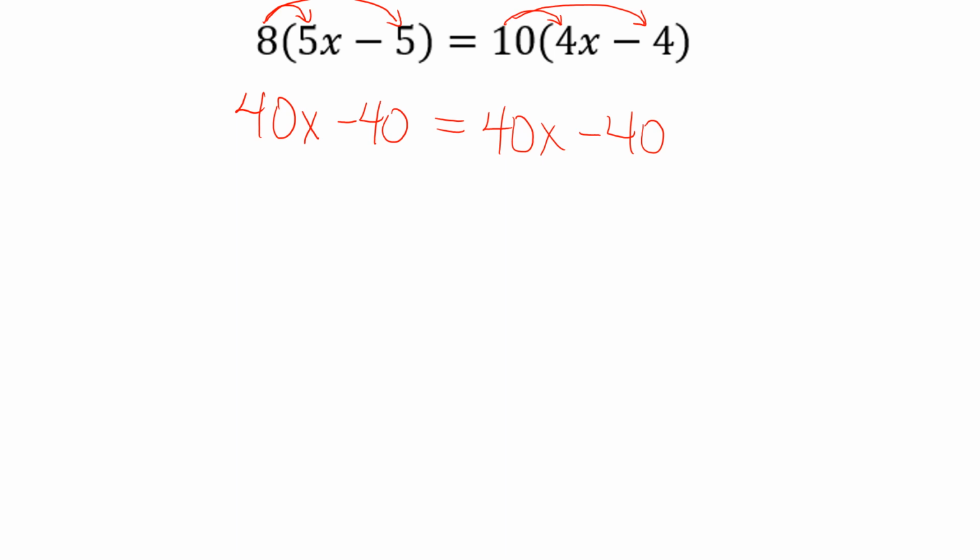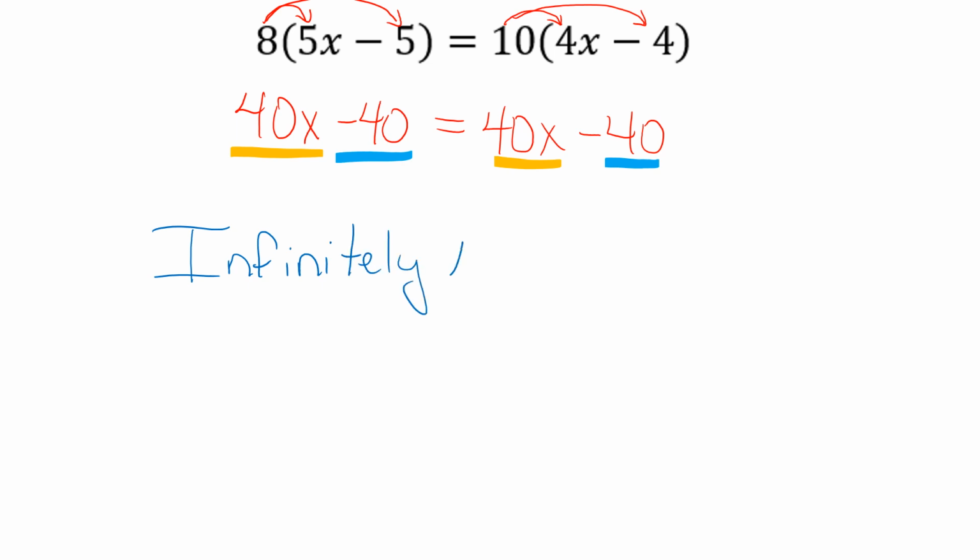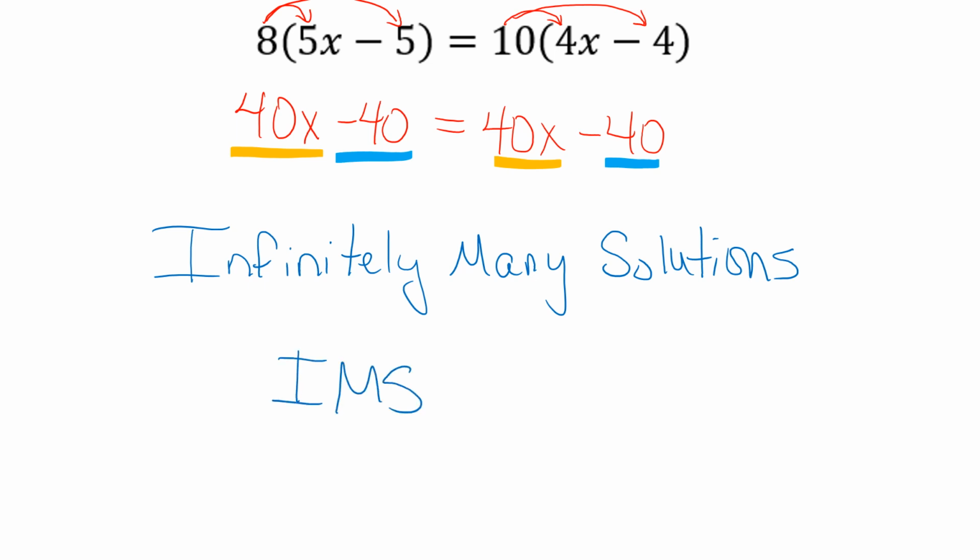As we've mentioned before, you want to pay attention to your variable terms. They are identical. So that means either infinitely many solutions or no solution. So then we're going to look at our constants. They are the same. So that means we have infinitely many solutions. So when you see this answer, sometimes you'll see infinite solutions, sometimes infinitely many solutions, and often IMS.